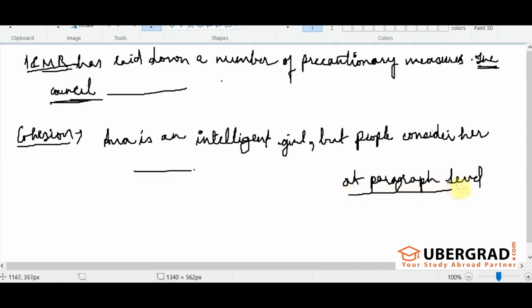So we all know that it should start with an introduction, there should be two body paras, and there should be a conclusion at the end. But there is something that you should follow, which is known as the bottom line on the top approach.